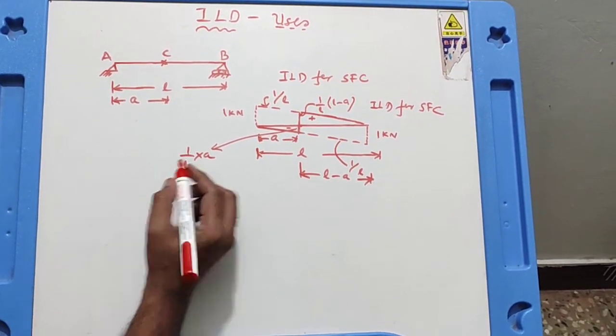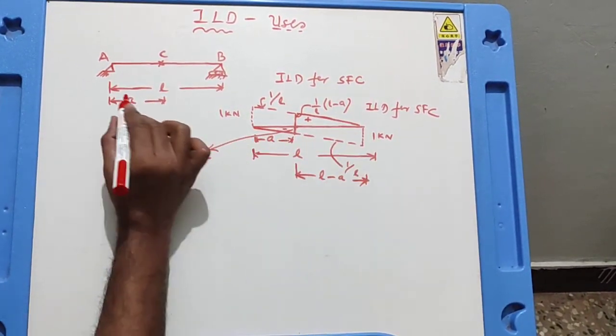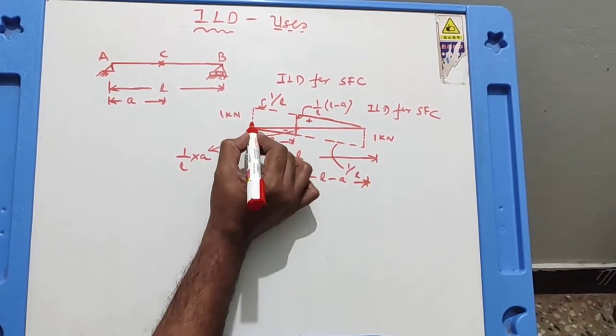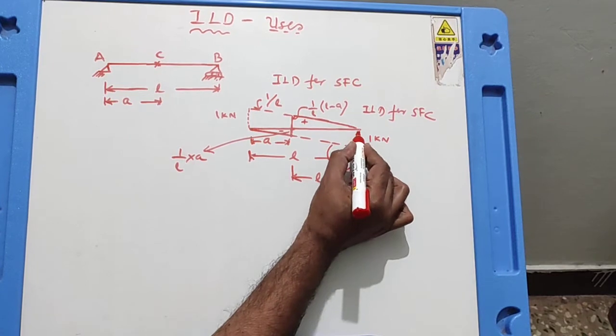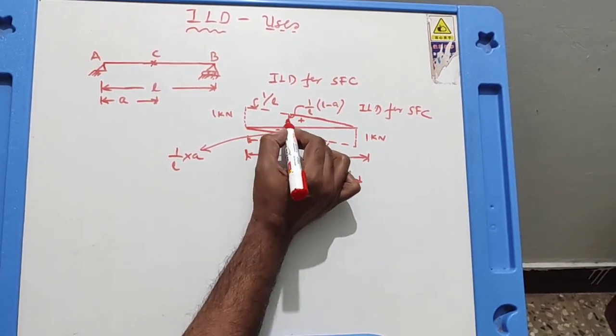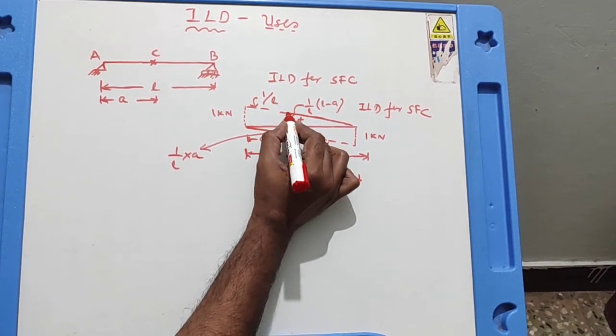I repeat again what is to be done. Draw a horizontal line which is equal to L. That is, the length of the line is L. Erect 1 kilonewton top here, erect 1 kilonewton bottom here. Then join this line, these two are parallel, and then cut at the point where you want to draw the influence line diagram for shear force at C.